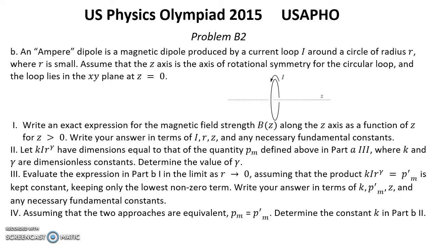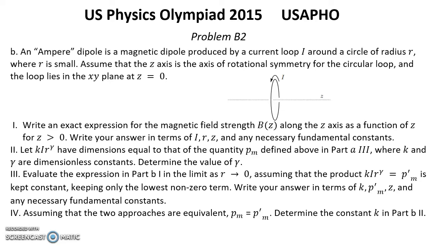Second question. Let k I r to the power gamma have dimensions equal to that of the quantity Pm defined above in part A3, where k and gamma are dimensionless constants. Determine the value of gamma.